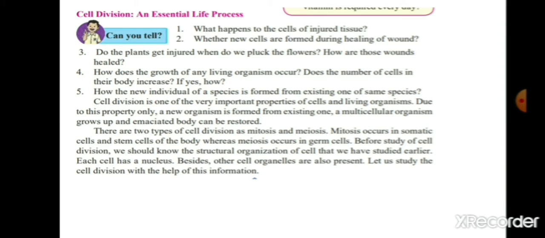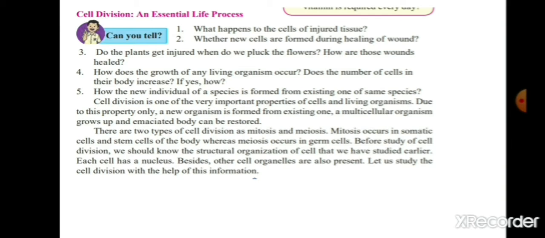Now let us go to the third question. Do plants get injured? When do we pluck the flowers? How are those wounds healed? It was thought that plants do not have a nervous system, as they do not have sensations either. But recent discoveries have proved that plants also have sensations. The tissues that are lost get restored by cell division.